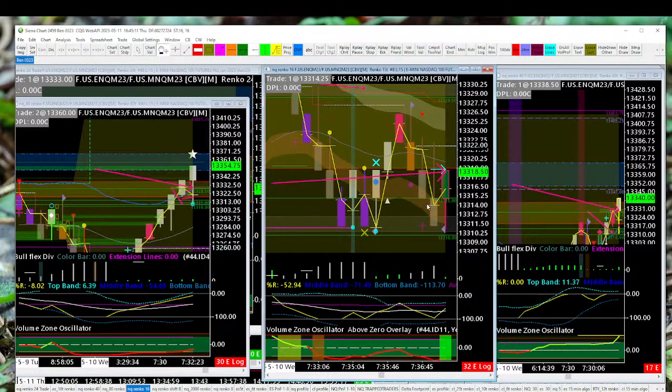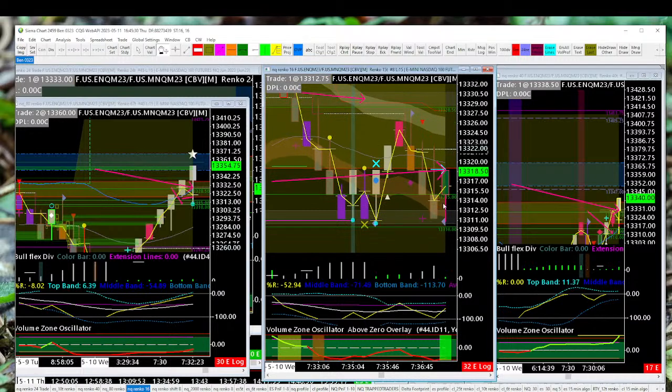As long as I size correctly so that I'm not blowing up my account by taking it again, if I took it with one contract here, I can definitely take it with one contract here. Because even if I lose, I'm still not even 30 points underwater, which is totally fine. I can make 30 points every day without too much trouble.